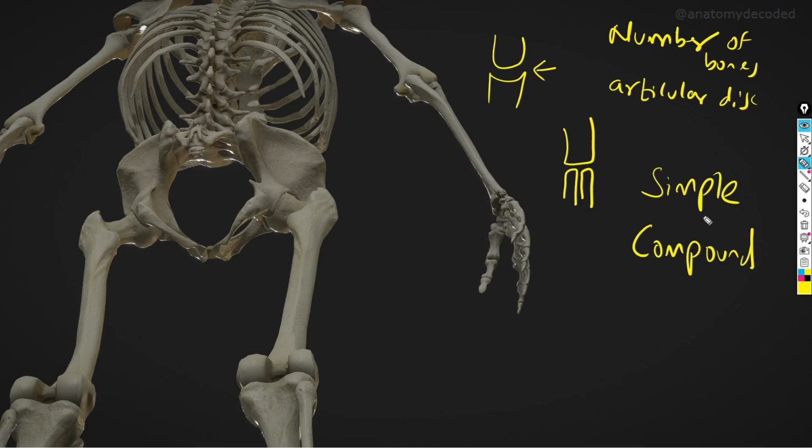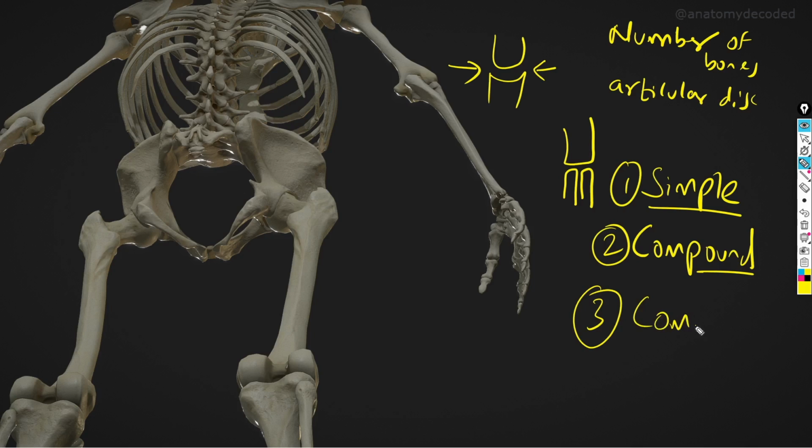It is just based on the number of bones, and the examples will overlap with the classification that you had learned previously. Any joint which has two bones is a simple joint. Any joint which has more than two bones, it could be four bones, five bones, any number of bones, is a compound variety of synovial joint. Okay, simple, compound, and there is a third heading called the complex variety of synovial joint.